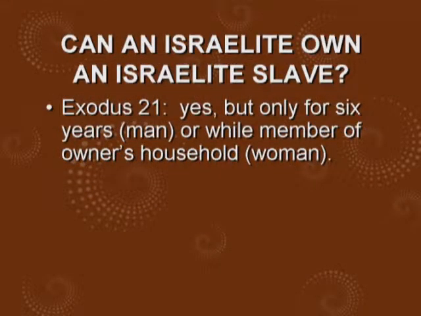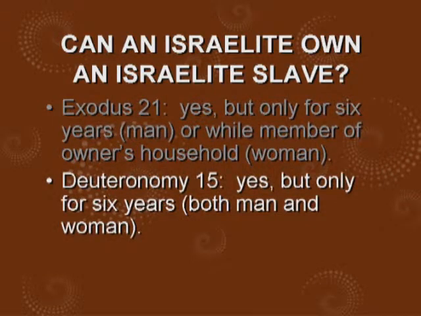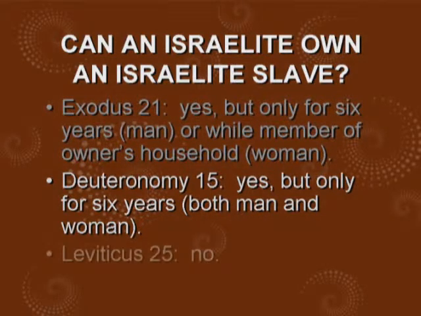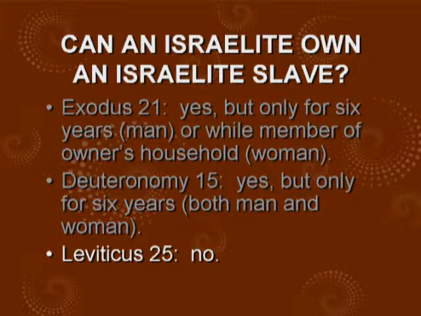Exodus 21 says that an Israelite can own a fellow Israelite as a slave, but only for 6 years in the case of a man, or while a member of the owner's household in the case of a woman. Deuteronomy 15 says that an Israelite can own a fellow Israelite as a slave, but only for 6 years in the case of both a man and a woman. Leviticus 25 says that an Israelite cannot own a fellow Israelite, either a man or a woman, as a slave.